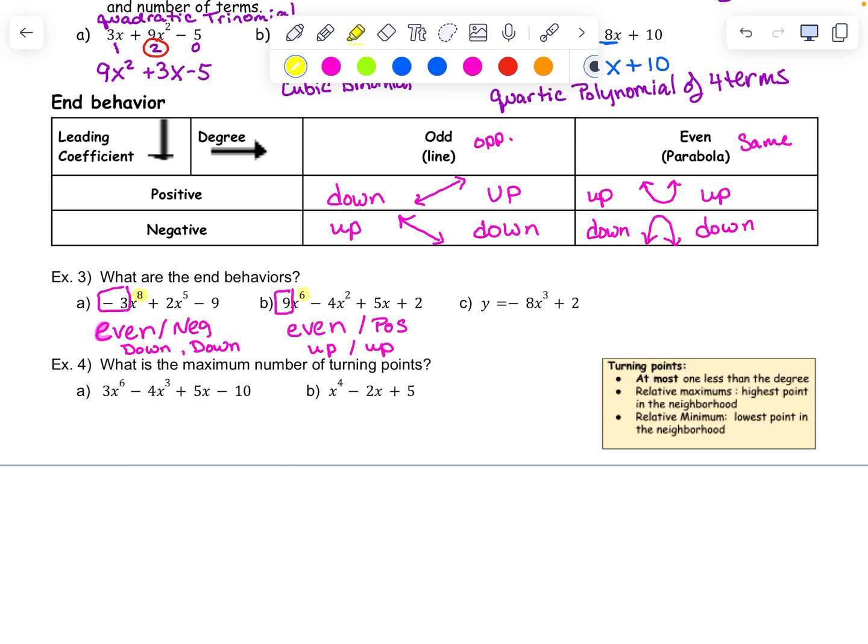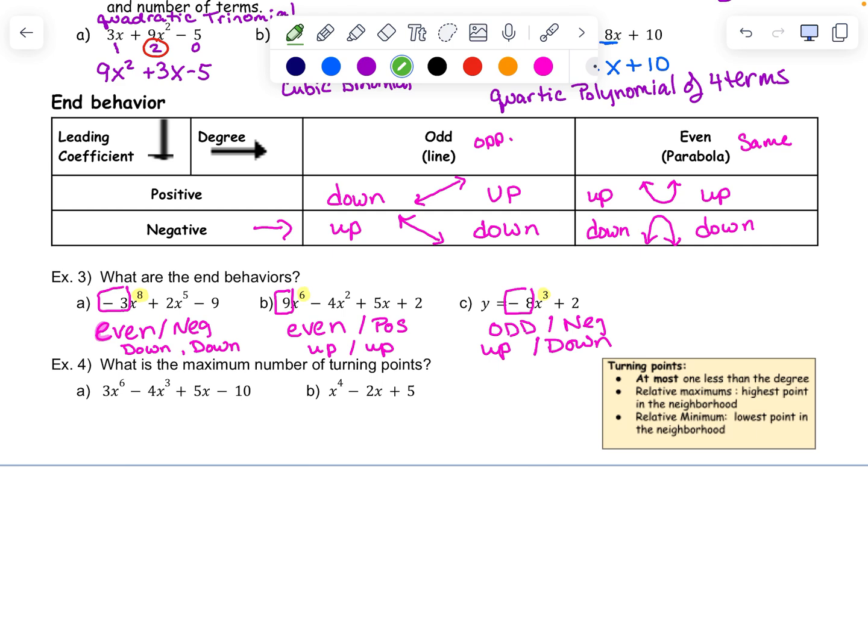The next one has degree 3 and leading coefficient negative 8. So this is going to be odd and negative. So odd negative is right here, and that's going to be up on the left, sorry, and then down on the right. Okay. All right, so hopefully that helps.